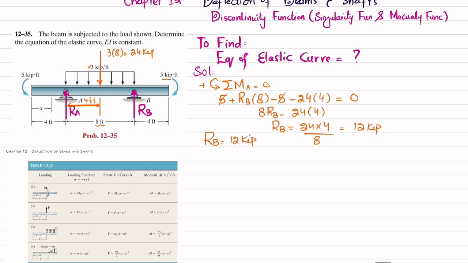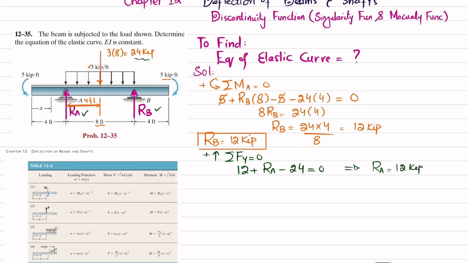Now we will find RA. For RA we will use another equation of equilibrium, that the sum of all forces along the y direction must be equal to 0, and upward force is taken as positive. So RA is upward and RB is upward. So RB is 12 kips plus RA minus this 24 kips. Their sum must be equal to 0. So from here you will get RA is also equal to 12 kips. Okay. Now we have RA and RB.